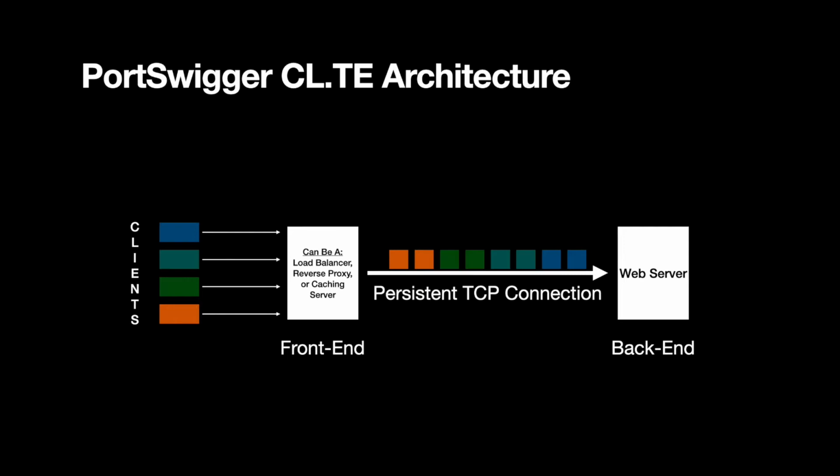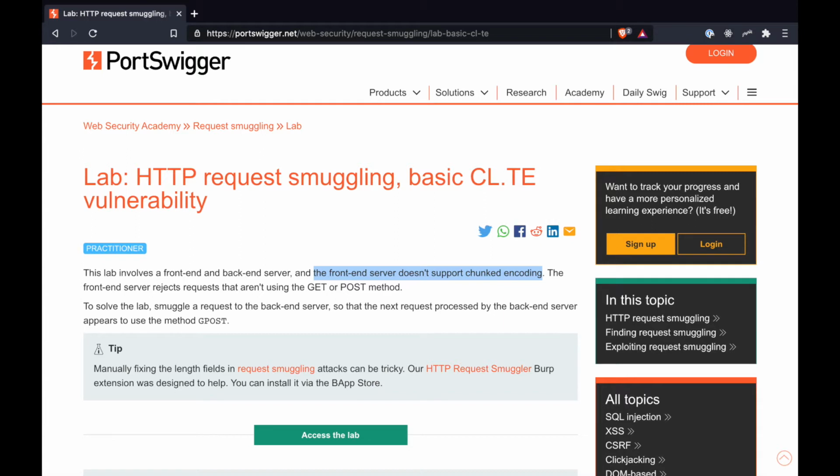Another important piece of information provided in the description is that the front-end server doesn't support chunked encoding. This indicates that the front-end server will ignore the transfer encoding header in HTTP requests. To solve the lab, we are required to send a request to the server such that the backend server sees the HTTP method GPOST. Note that the lab description also mentions that the front-end server rejects requests that aren't using the GET or POST method. So if you try to solve this lab by simply sending an HTTP request with the GPOST method, the front end is going to drop this request. So we need to find a way to smuggle our HTTP request with the GPOST method to the backend server without letting the front-end server see this request.